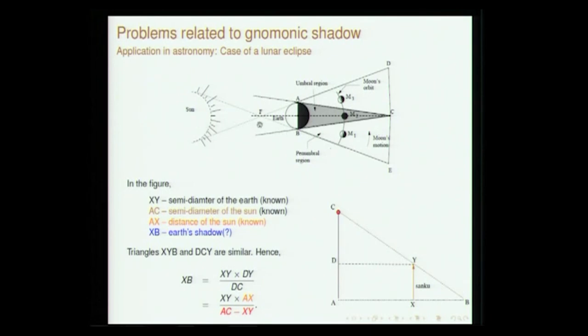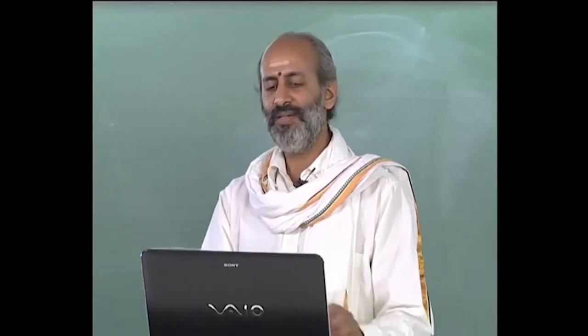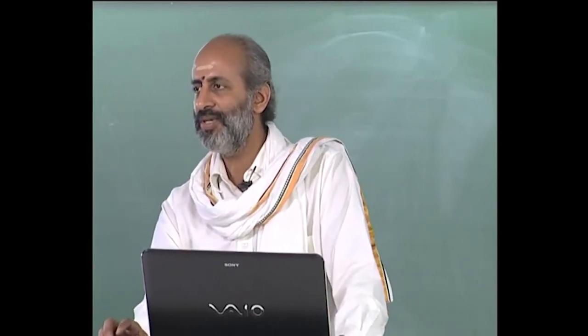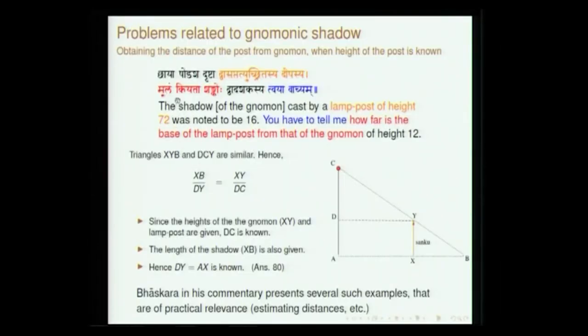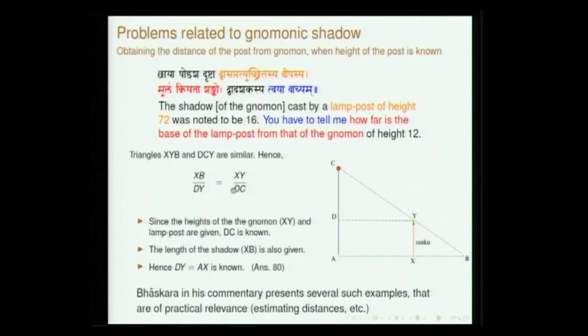And how do you know the distance between the sun and the earth? That is in terms of certain other quantities. It is not the exact distance, but we will be able to get it from what is known as the mandakarna. This is one application. The other application is very practical. Suppose you have a lamp post and you want to find its height, you can measure the shadow. This is just a reverse problem: you measure the shadow, and hence you can calculate any other quantity. This problem has been given as an illustration by Bhaskara. He says chaya shodasha drishta: you found the length of the shadow to be 16.